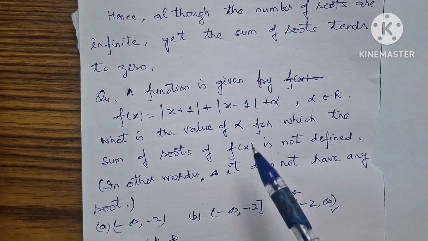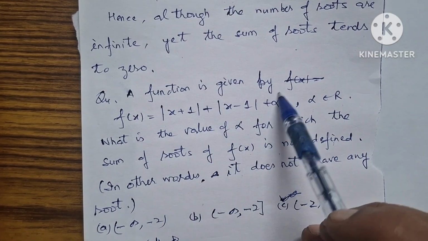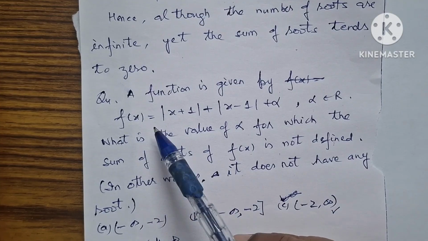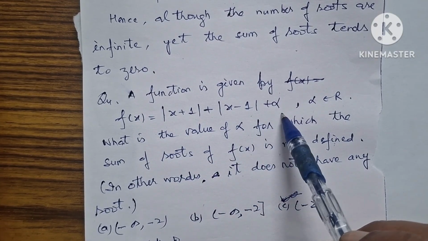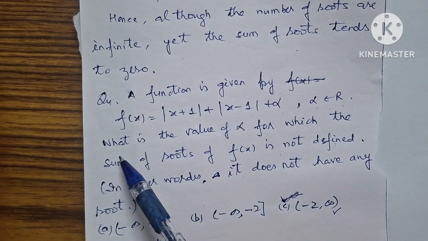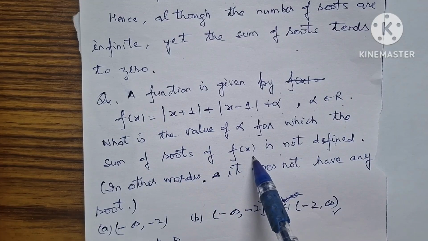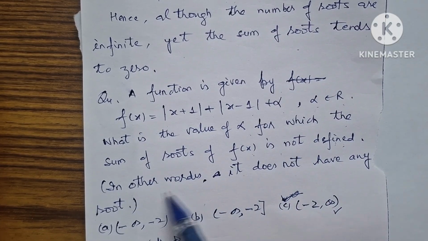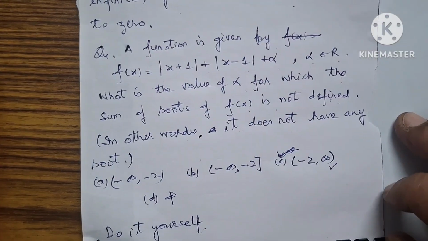Next question is the do-it-yourself question. A function is given by f(x) equals mod x plus 1 plus mod x minus 1 plus alpha, where alpha is a real number. What is the value of alpha for which the sum of roots of f(x) is not defined? In other words, it does not have any real root.